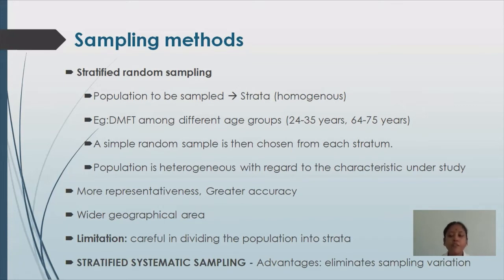So next, every 5th member means 3 plus 5, which is 8. Again, 8 plus 5 is 13, and so on. So likewise, we'll be selecting the sample. So this is the stratified systematic sampling. It has an advantage that it eliminates sampling variation.